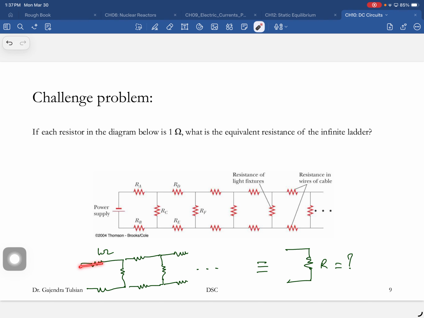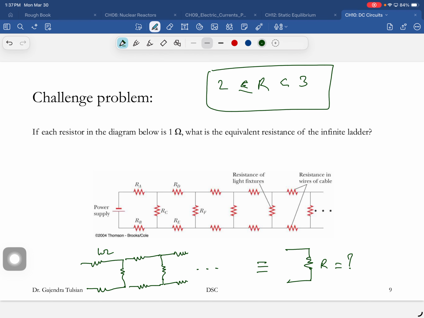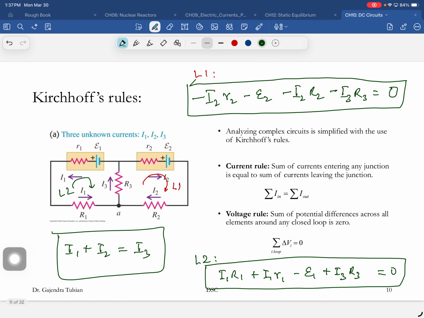And the voltage rule tells you that the change in voltage across each element around a closed loop adds up to 0. That's the voltage rule. So those two rules help you solve circuits. You guys understand that? And what does solving a circuit mean? Finding the current through every loop, and that tells you the current through every element in the circuit.